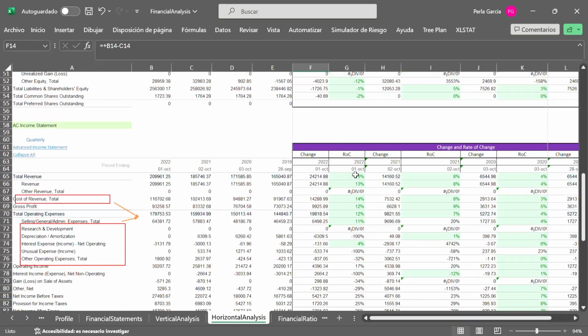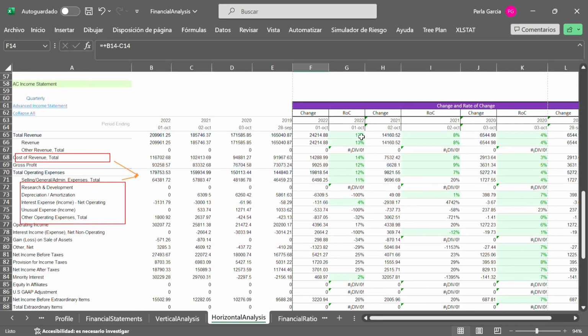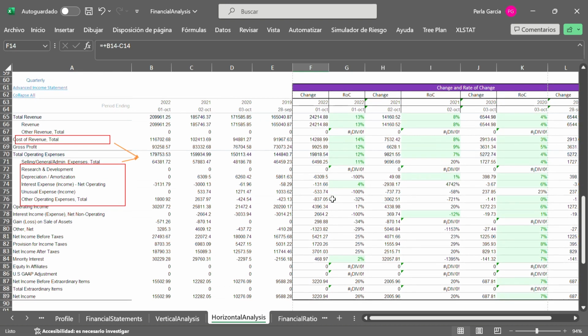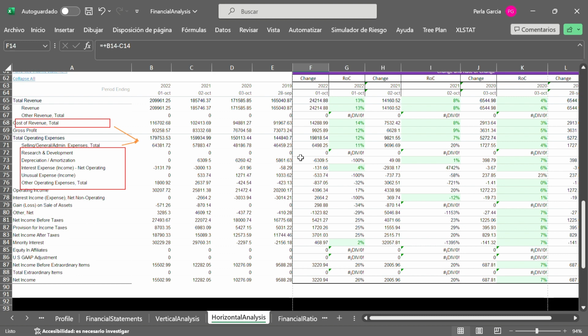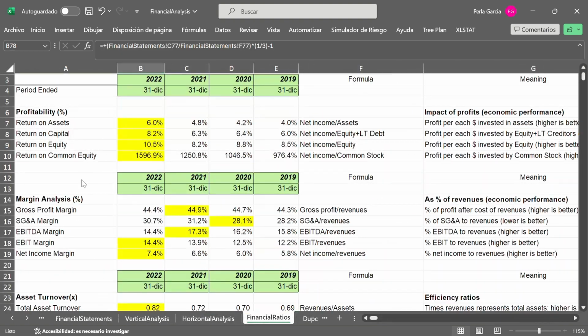Then in the income statement, we can also calculate the rate of change with this horizontal analysis, which expresses in percent the change between each year. Between 2022 and 2021, revenue increased 30%. Total operating expenses also increased 12%. And here we can see that the net income increased 26%.